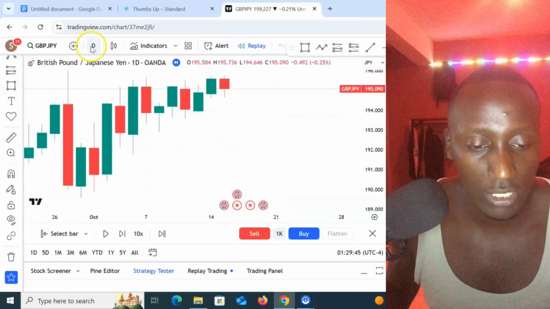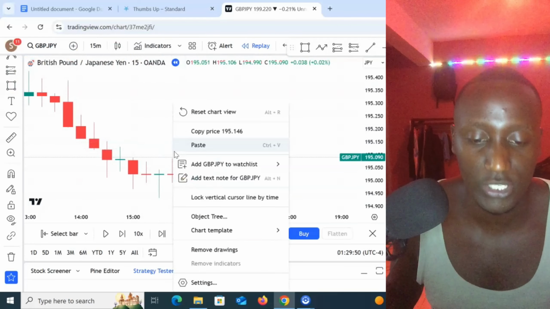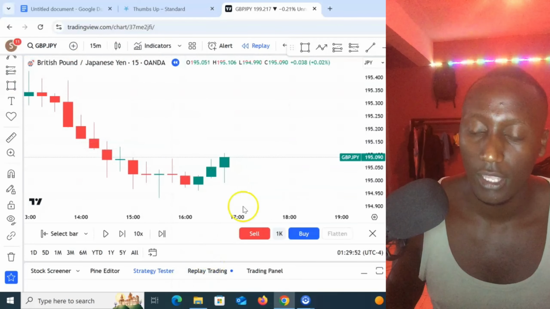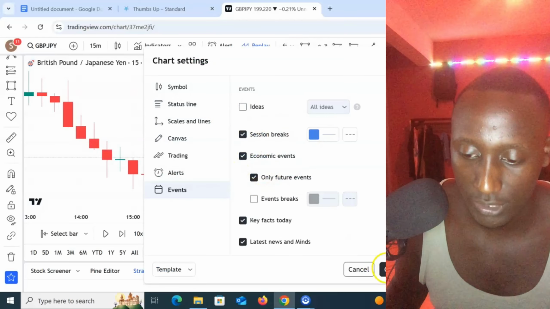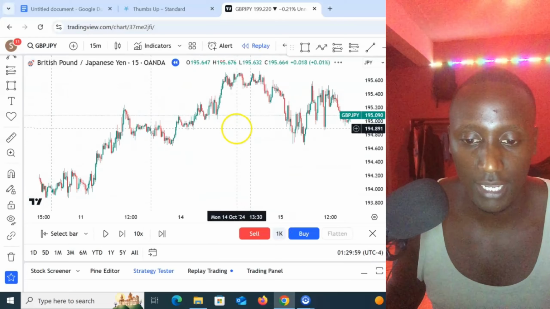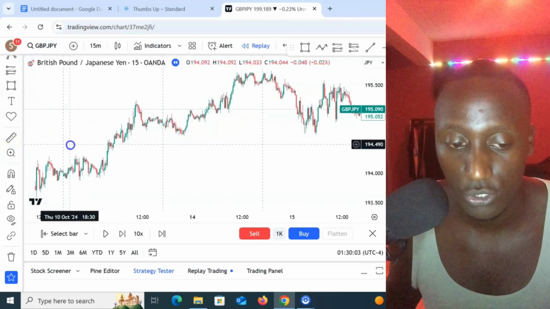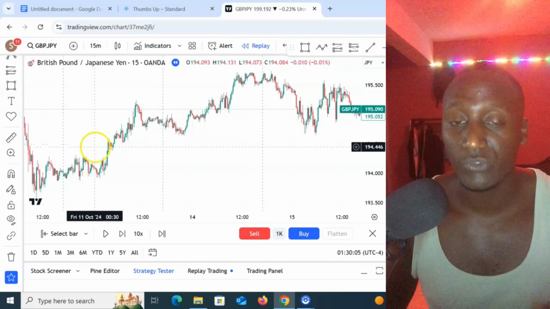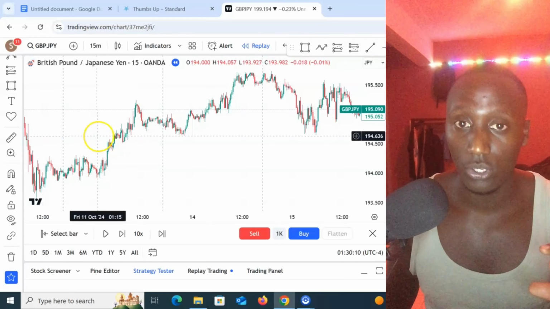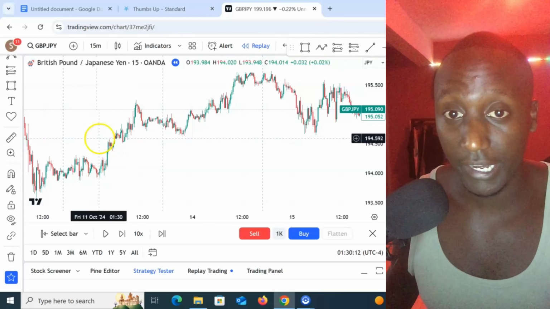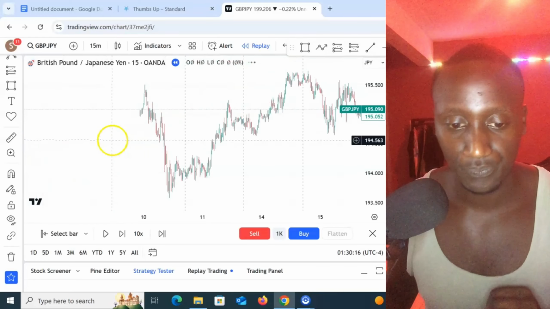So GJ, and let's use the 15-minute time frame now. I suggest you go to settings, then go to session breaks, check that box and click OK. What it does is add lines which show you the open and the close of the daily candle. So it's easy to identify the high and the low and to identify areas where you can look for reversals, which I will now show you how to do.